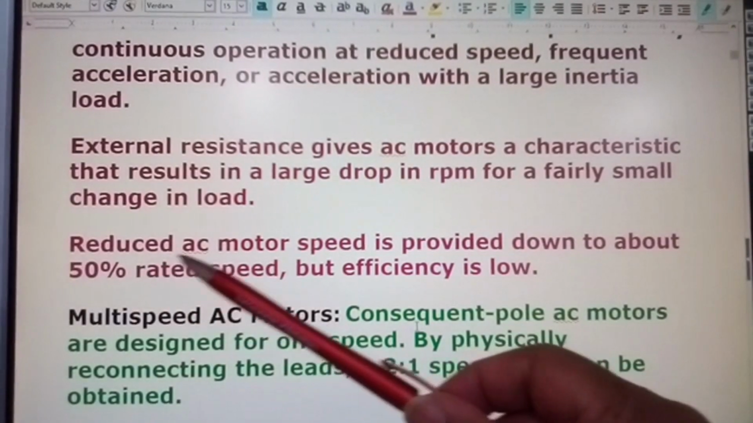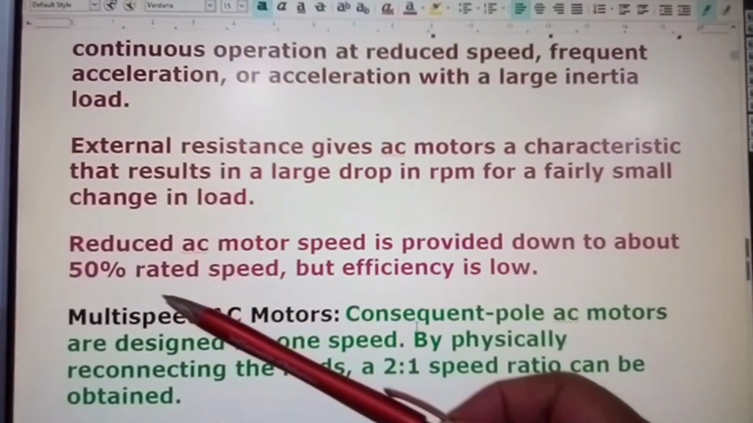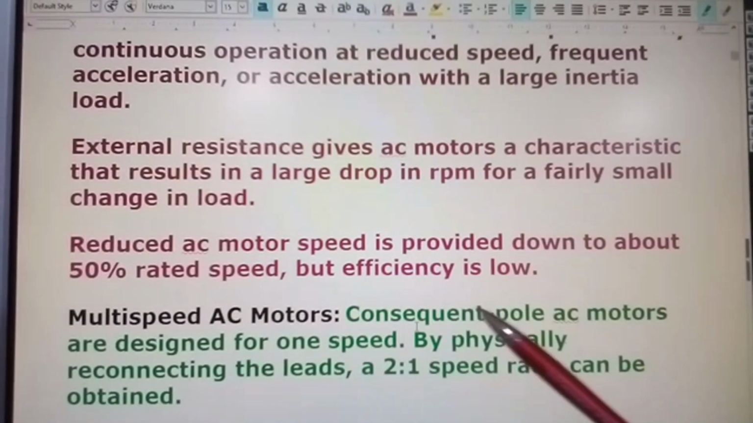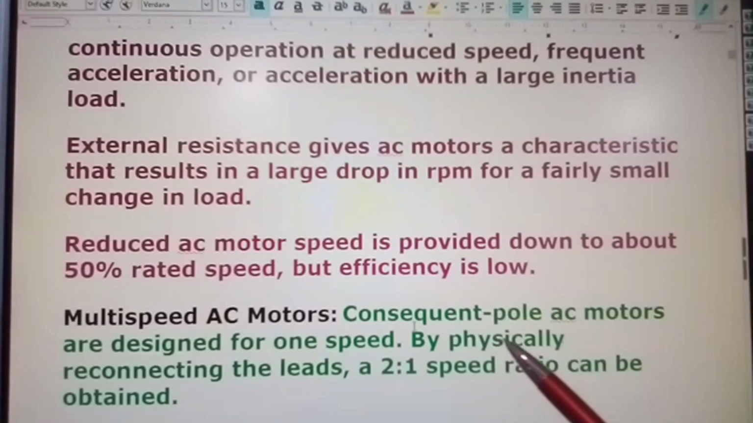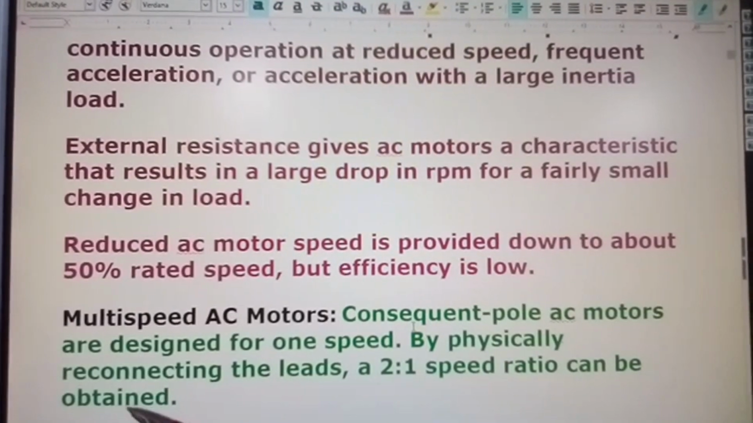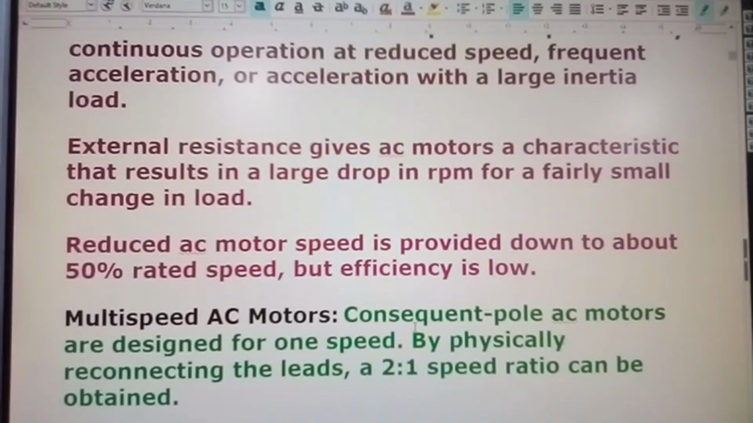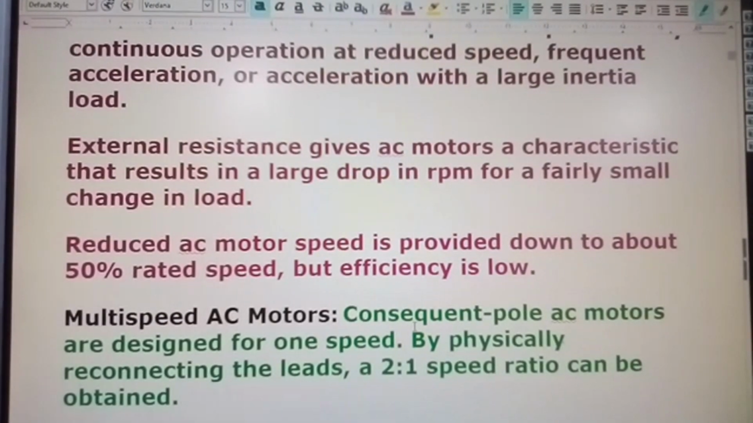Now, reduced AC motor speed is provided down to about 50% rated speed, but efficiency is low. Multi-speed AC motors, consequent pole AC motors, are designed for one speed by physically reconnecting the leads. A 2-to-1 speed ratio can be obtained.